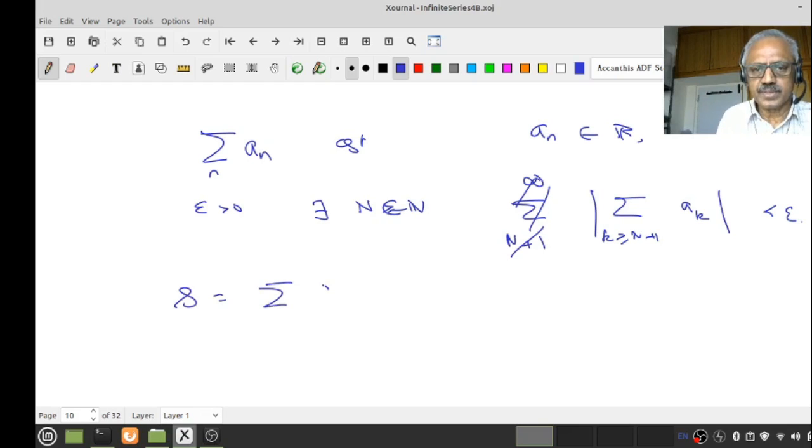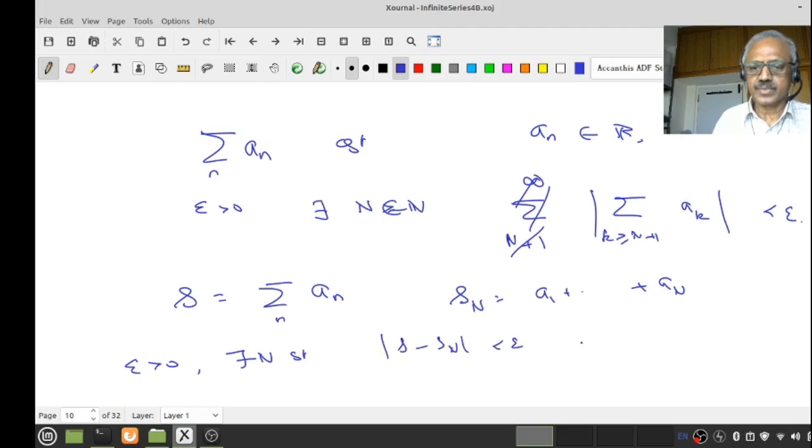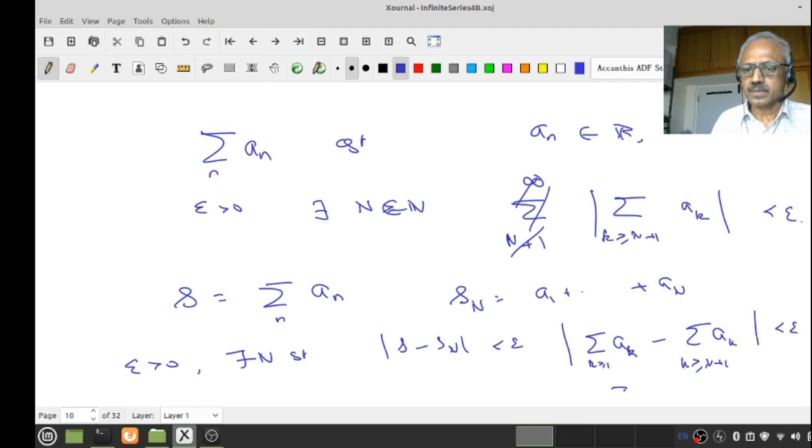Let S be the sum of a_n. Now what is S_n? S_n is a_1 plus up to a_n, right? Now given epsilon greater than 0, there exists n so that modulus of S minus S_n is less than epsilon. Now therefore this means the sum over k greater than or equal to 1 of a_k minus the sum up to n is less than epsilon. Therefore the sum of a_k from n plus 1 onwards is less than epsilon. This is a very naive proof.